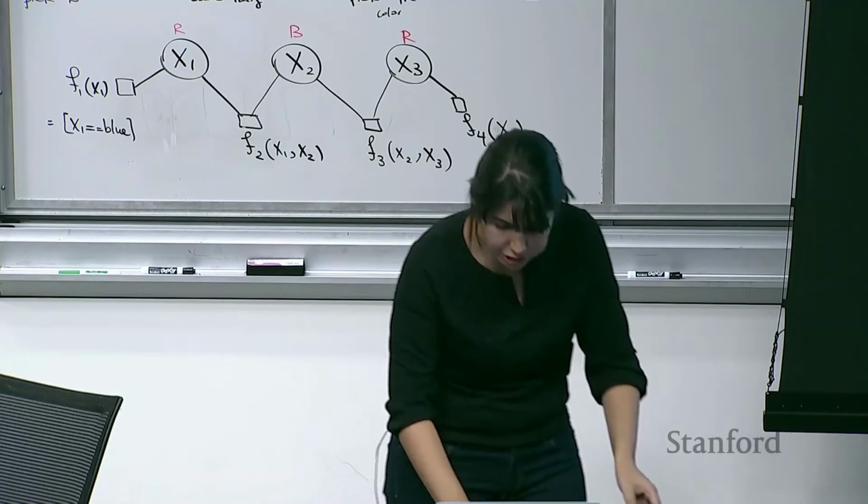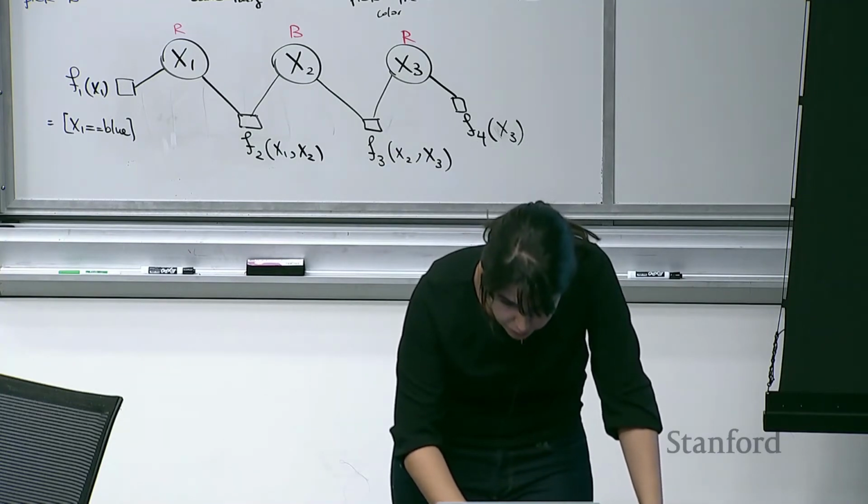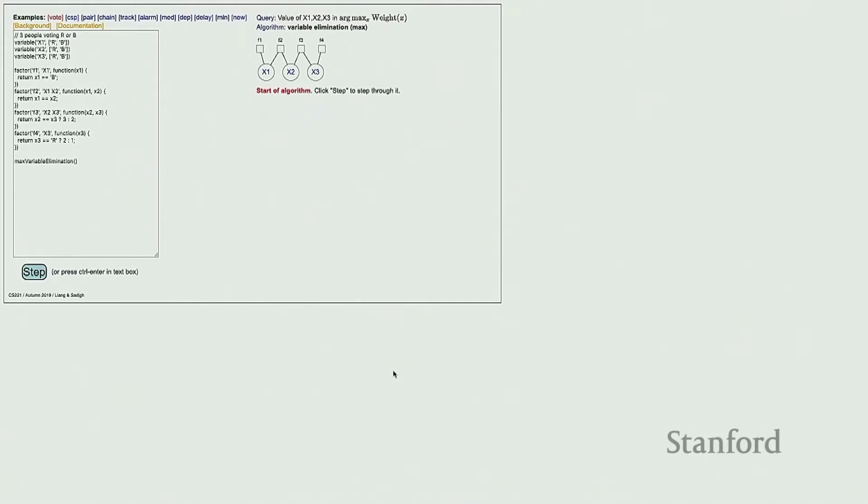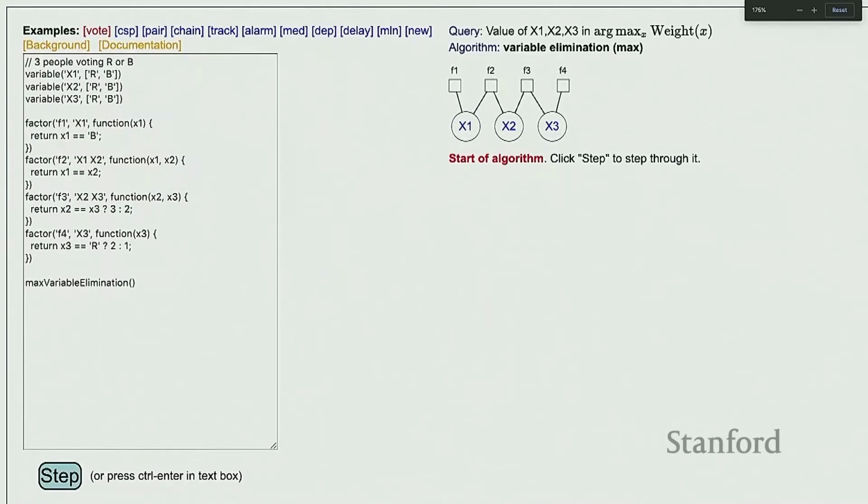Okay, all right, so let's try to actually write this up. Here's this environment that you can play with if you want. Is this visible? Yeah. All right, so here you can define variables. I have variable x1, it can take value red or blue. x2 and x3, similar thing, they can take values red or blue. And I have 4 factors, so I'm going to write up what those factors are.